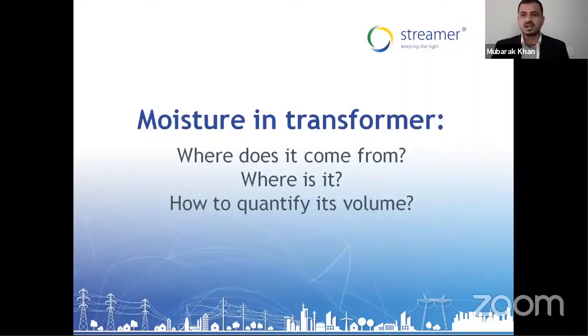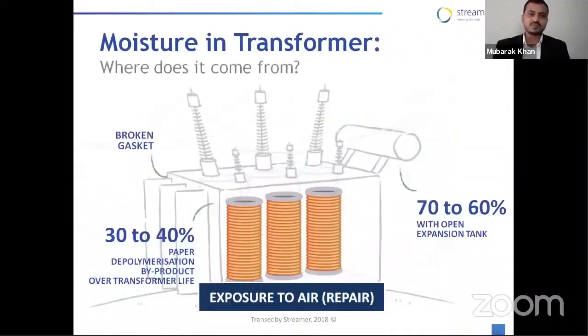We can do the filtration and removal of the acidity, and there is moisture. So if we are able to improve the life conditions, we will be able to improve the life of the transformer. Now we are going to focus on how to cater to the major issue, which is the moisture. So let us discuss, where does the moisture come from, where is it, and how to quantify its volume.